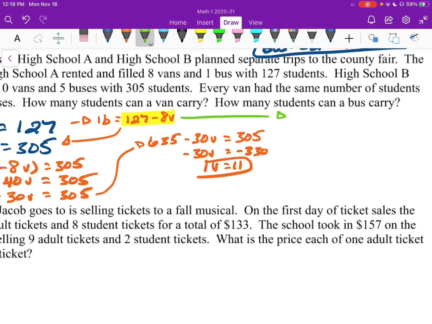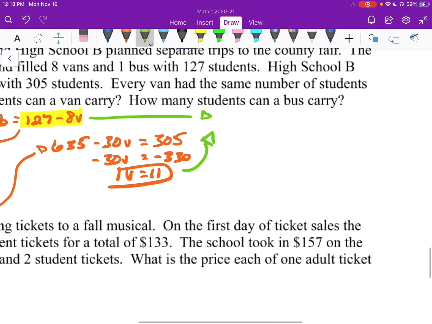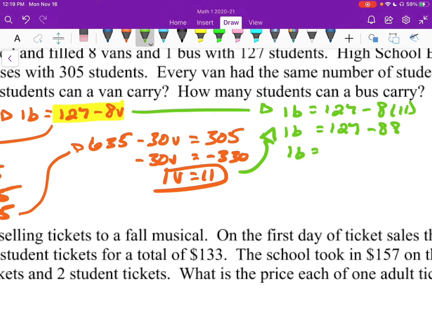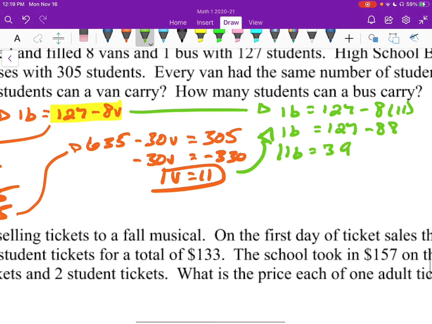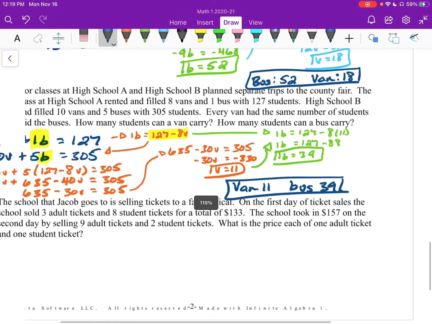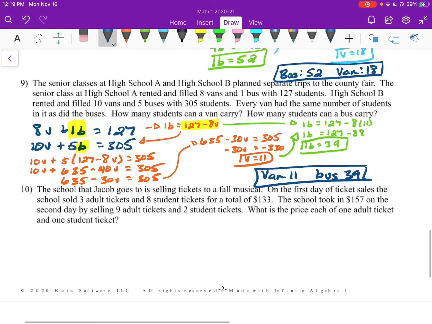Now I'm going to take that statement, the highlighted one, and I'm going to plug in 11 people per van. So I'm going to say one bus has 127 people minus 8 times 11. So one bus is 127 minus 88. That's 39 people. So a van has 11 and a bus has 39. All right, and there's number 9.